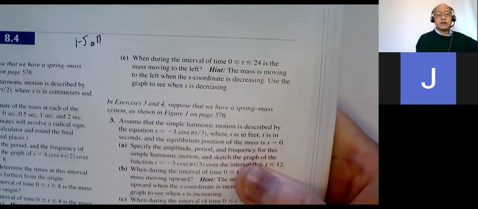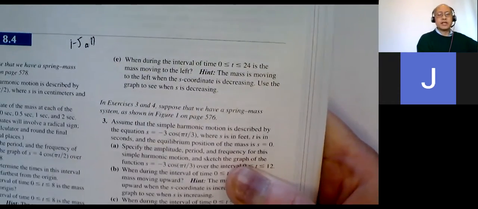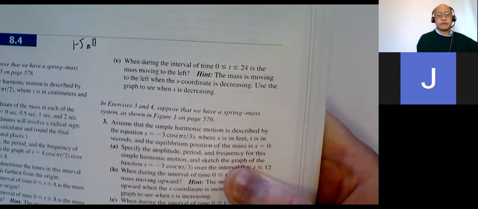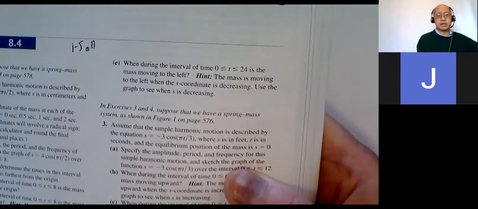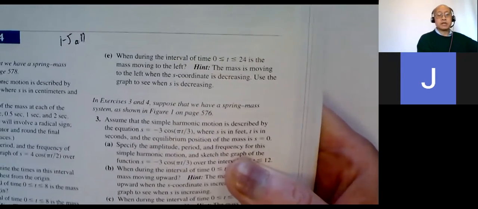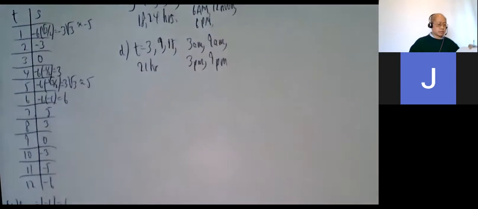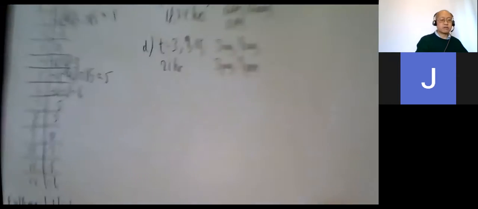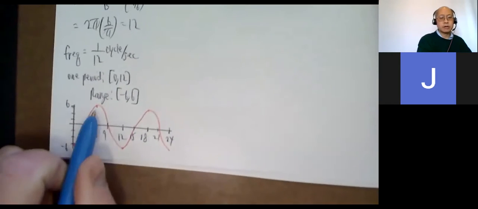And finally, E, when during the time interval is the mass moving to the left? The mass is moving to the left when the x-coordinate is decreasing. Use the graph to see when S is decreasing. So when is the graph decreasing? When's the graph going down?